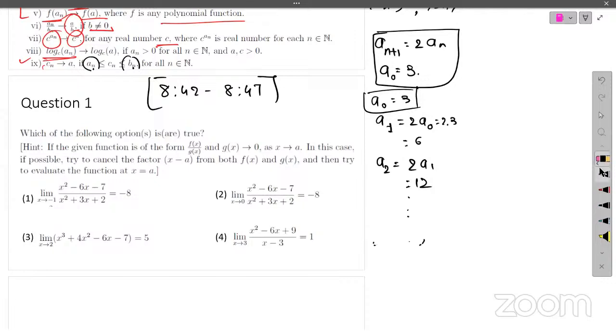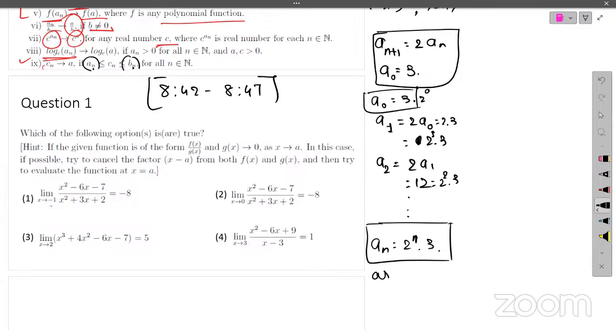So we can actually construct a different representation of the nth term. The nth term is nothing but 2 to the power n times 3. Because here, a0 is 3 into 2 to the power 0, a1 is 2 to the power 1 into 3, and a2 is 2 squared into 3. So this is the nth term representation for this sequence: an equals 2 to the power n into 3.